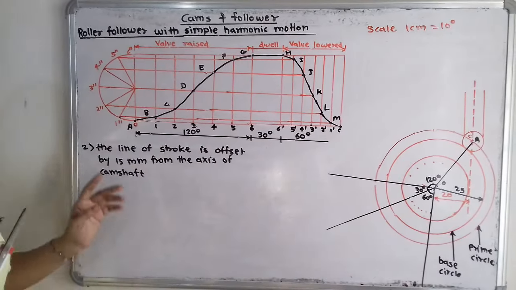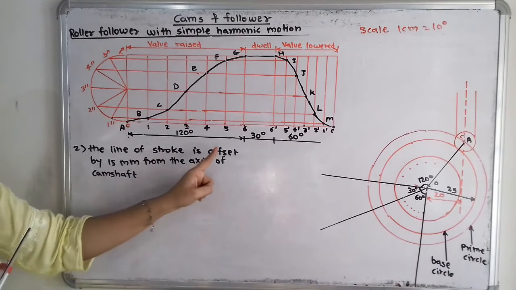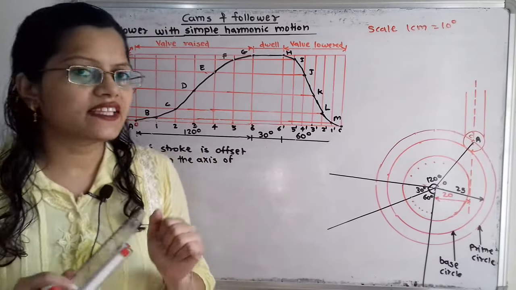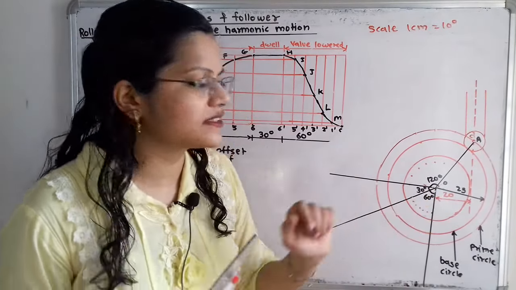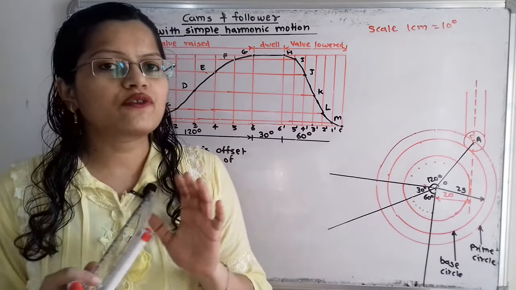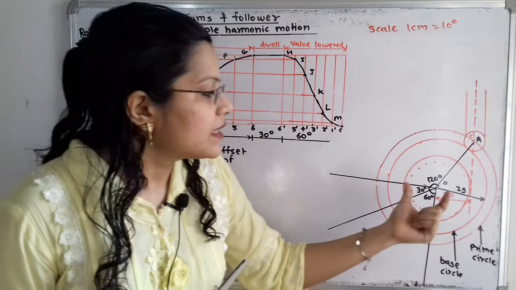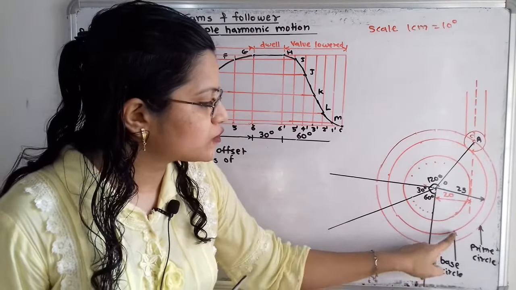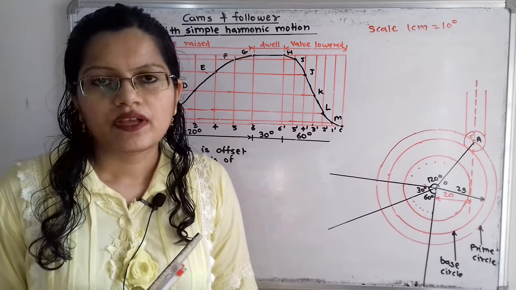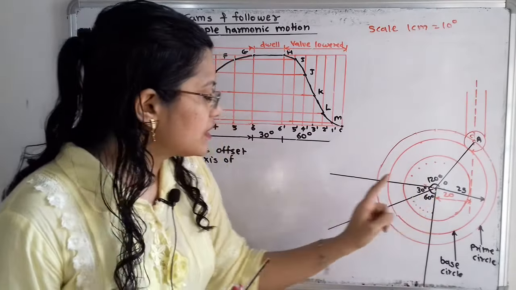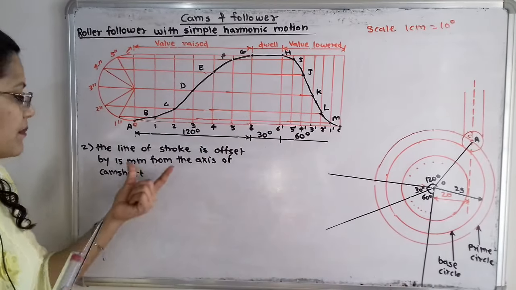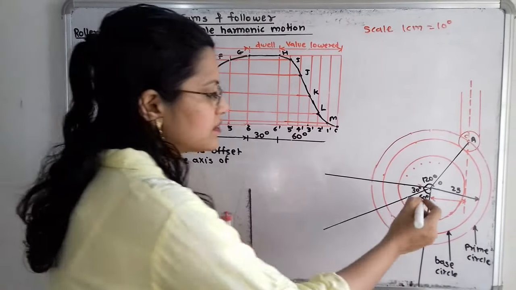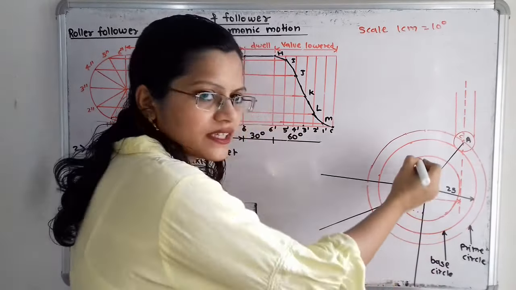So we have to draw the profile when the line of stroke is offset by 15 mm from the axis of the camshaft. We know that the axis of the camshaft is the line passing through the center O. So we first draw one circle with minimum radius 25 mm by taking center O, and this circle is known as the base circle. Now from this center O, we have to draw one offset by taking a distance of 15 mm.